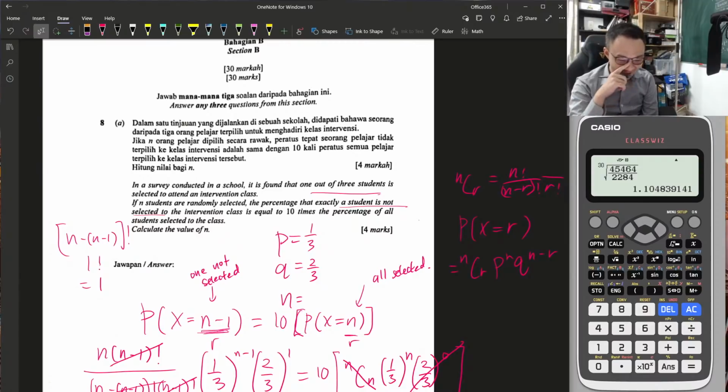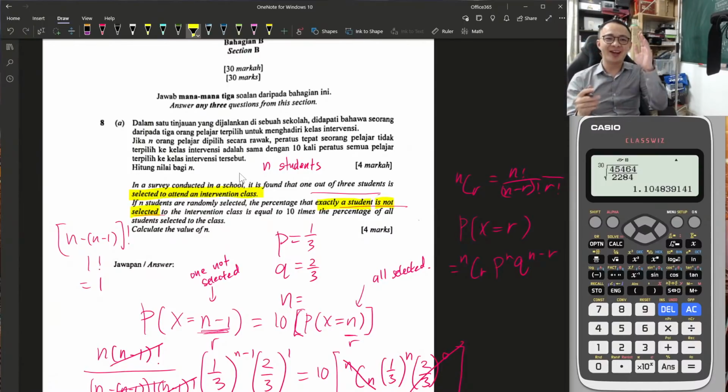Okay, let's say right now we have n students here. We have n students who attend the intervention, right? Who actually selected to attend the intervention. So right now, it's not that one student attends the intervention, you know. It's that one student is not selected to the intervention class.